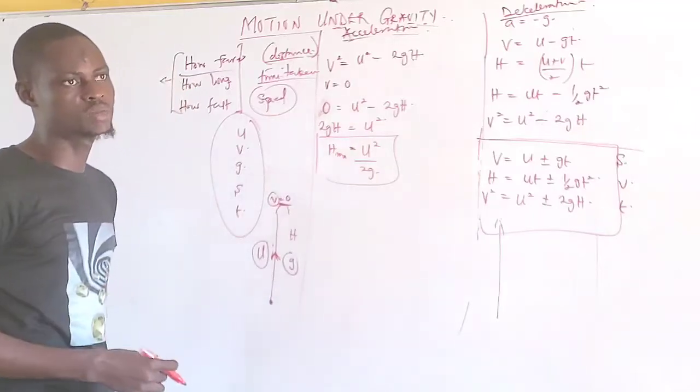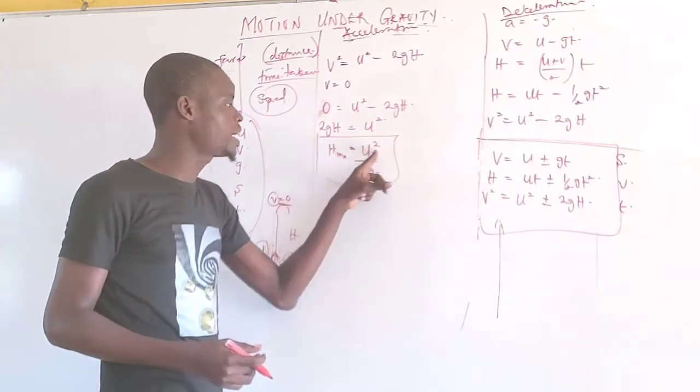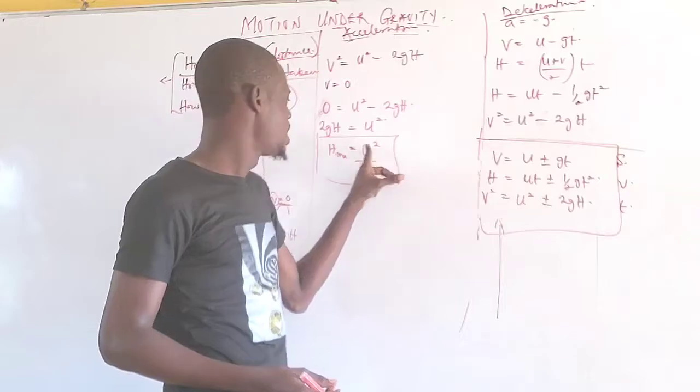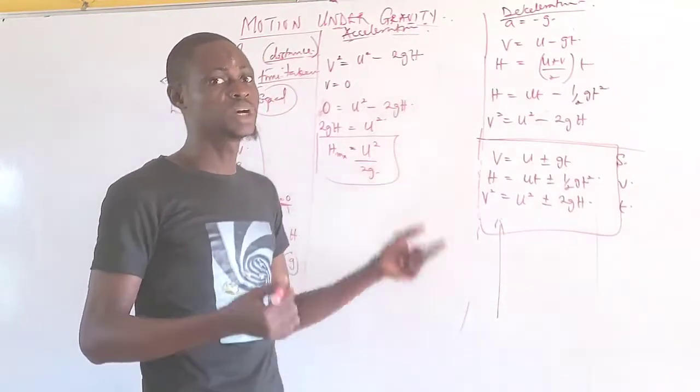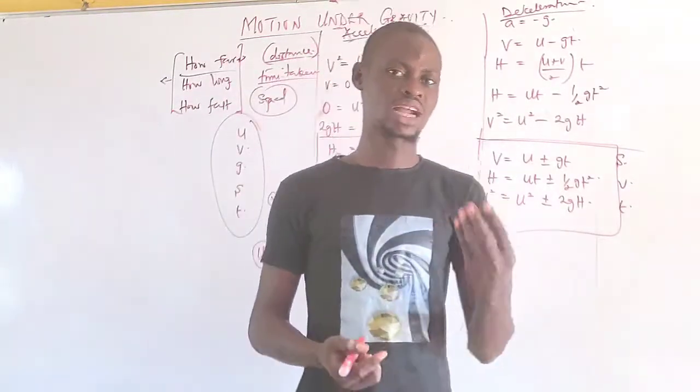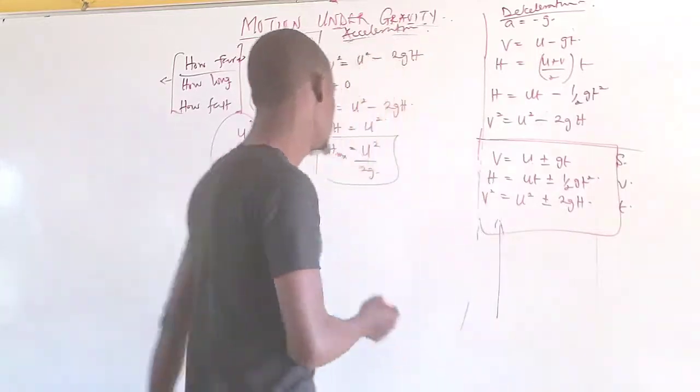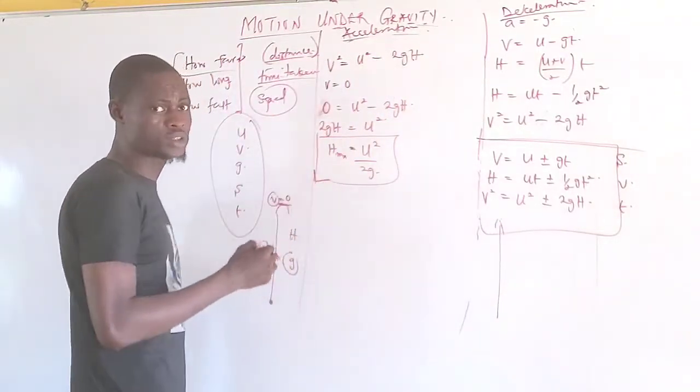So if you have to find the maximum height, it will only depend on the initial velocity of throw and the gravity, again because the body will be moving under gravity. I get what I'm saying now? So this is the maximum height that you can be asked to find.